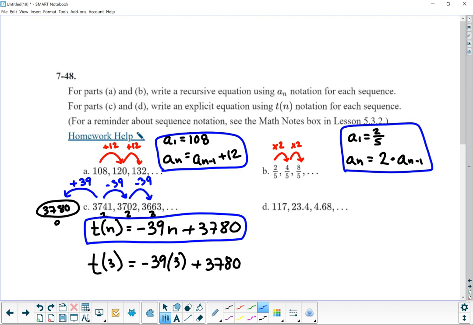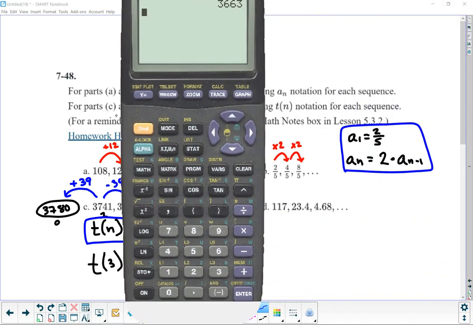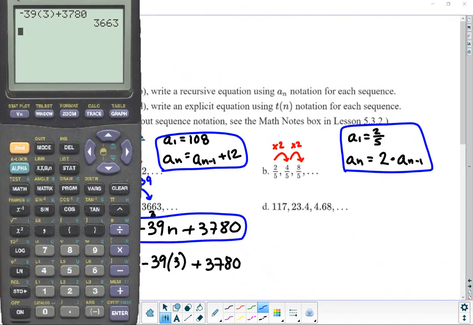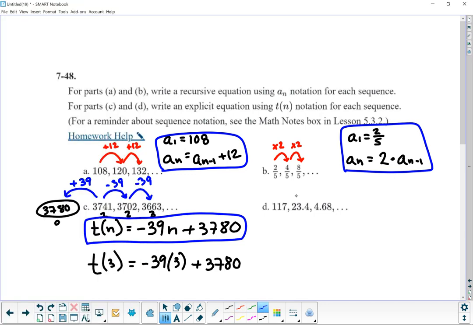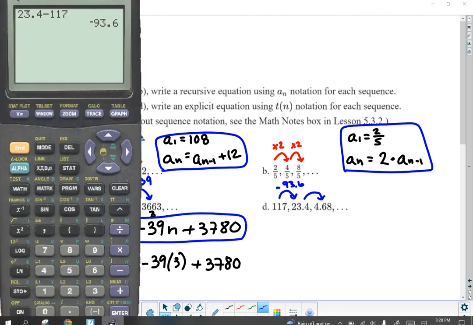Okay, for the last one. Again, I'm going to use that little trick that I just showed you guys. In order to find out what's going on, I'm going to subtract the second from the first and the third from the second. So if I go 23.4, take away 117, it looks like I'm going to be subtracting 93.6. And I'm wondering if I'm doing the same thing. And it doesn't look like it. Look, 23.4 and 4.68. It doesn't look like I'm subtracting 93.6.